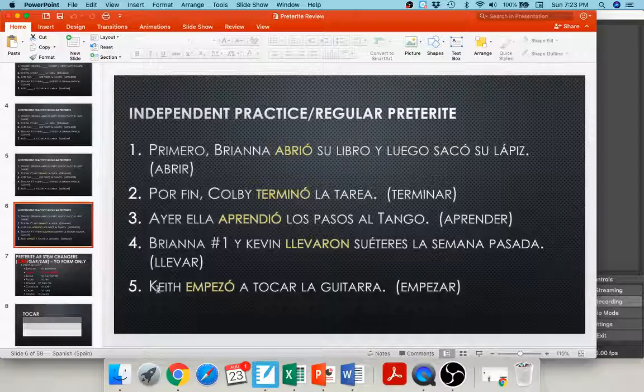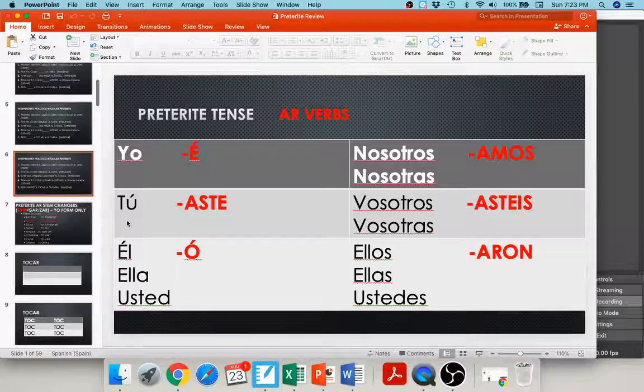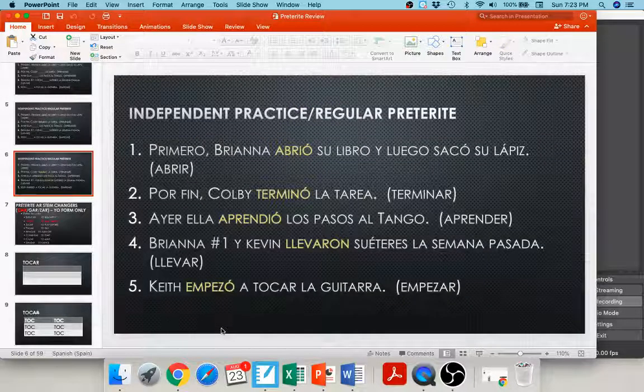Finally, number 5, Keith began empezar a tocar la guitarra. We're going to take the verb empezar, chop off our AR. Keith would be he or él. So in this case, we need to add an Ó with an accent. We should say that Keith empezó a tocar la guitarra.